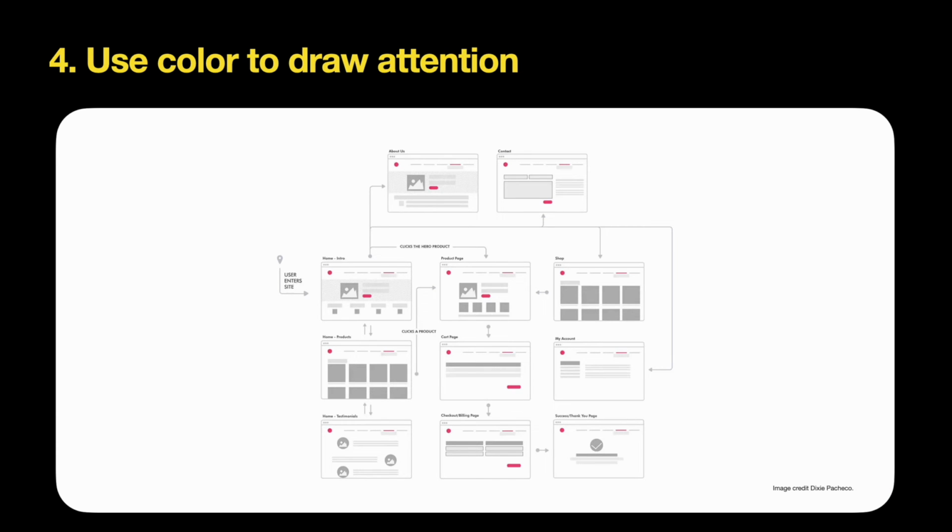Use color to draw attention. Wireframes are traditionally created in black and white, but it's possible to use a limited number of colors, say 1 or 2 contrasting colors, to create visual accents to direct viewers' attention to a particular object, such as a call to action button. This particular example uses contrasting color to highlight interactive elements.